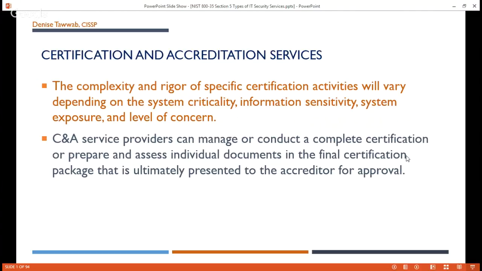Okay, let's talk about certification and accreditation services. The complexity and the degree of rigor of your certification activities is going to, again, vary depending on the criticality, the information sensitivity, the system exposure, and the level of concern. So keep that in mind. Your C&A service providers can manage or conduct a complete certification, or they can prepare and assess individual documents in the final certification package that you're going to ultimately present to the accreditor for approval.